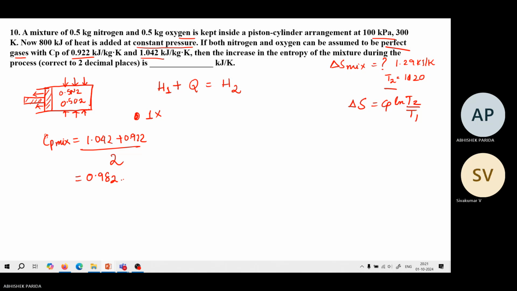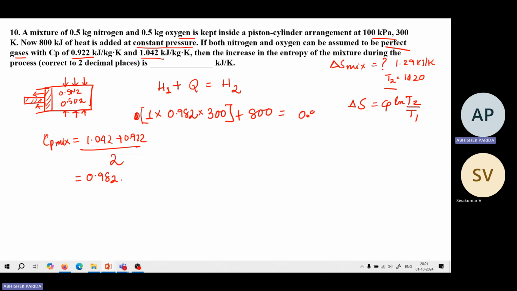Okay. One into 0.982 into T1, which is 300 Kelvin, plus 800 joule is added, kilojoule is added. So our value is in kilojoule.